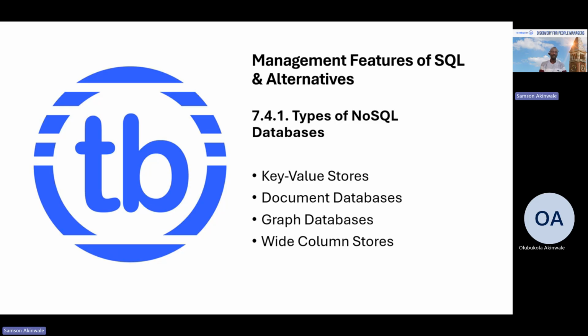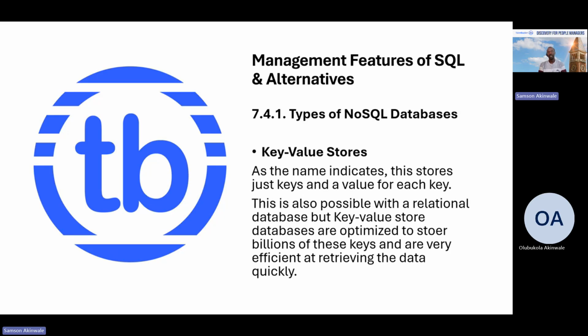All right, so what are the types of these NoSQL databases? Number one is key value stores. Number two is document databases. Number three is graph databases. And number four is wide column stores. So for the key value stores, as the name indicates, it stores key value. In this case, it is similar to the primary key that I mentioned under relational databases.